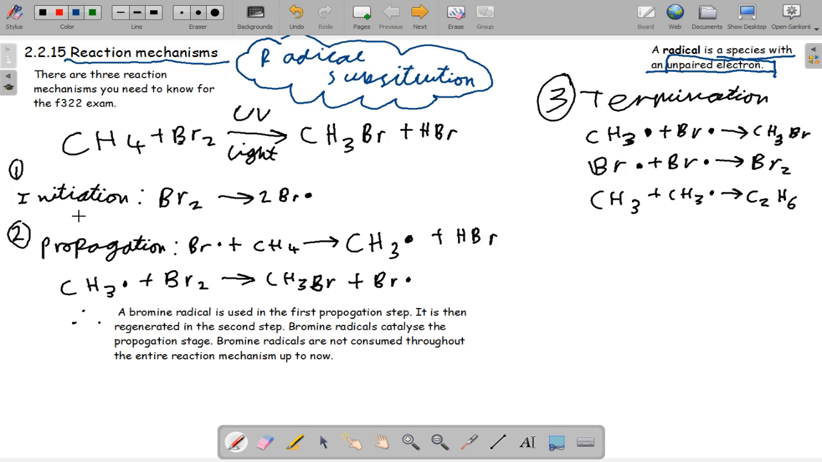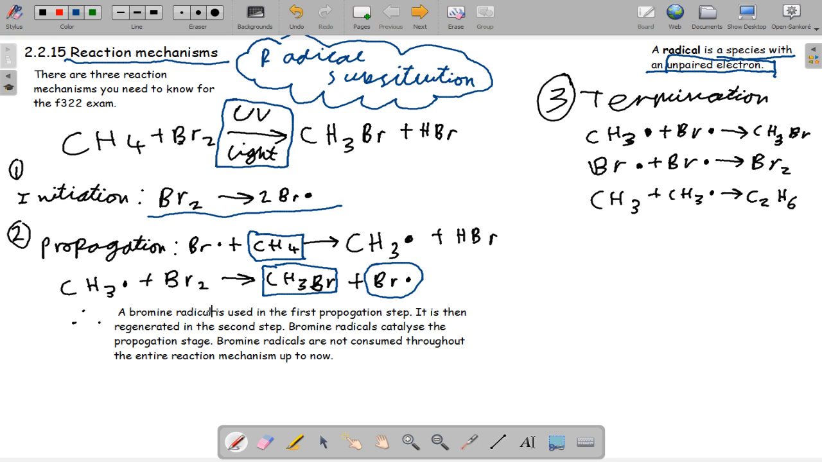So first step is initiation, in which a bromine molecule becomes a bromine radical under the presence of UV light. And propagation is when the radical reacts with, in this case it's methane, to become a CH3 radical plus a hydrogen bromide molecule, and then that CH3 radical reacts with a bromine molecule to become CH3Br plus a bromine radical.